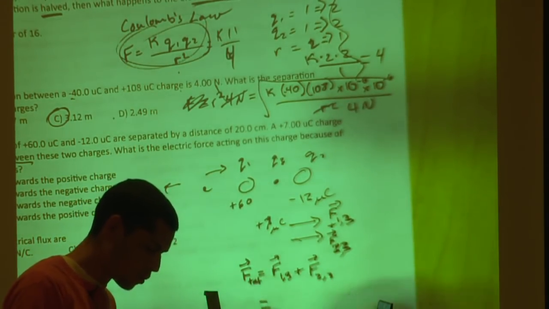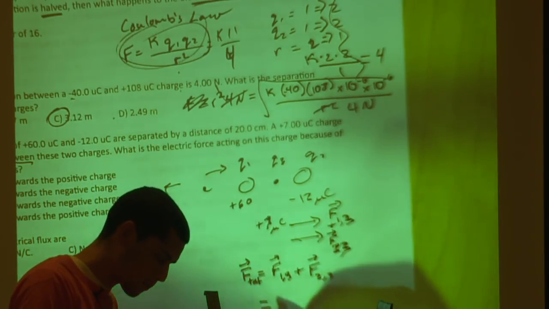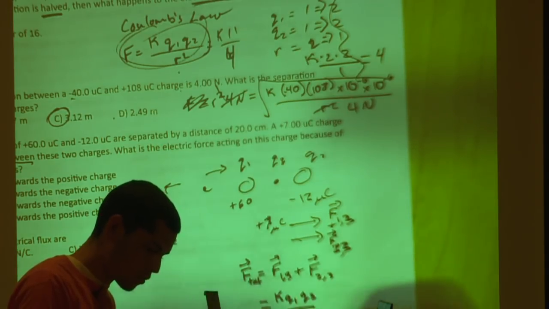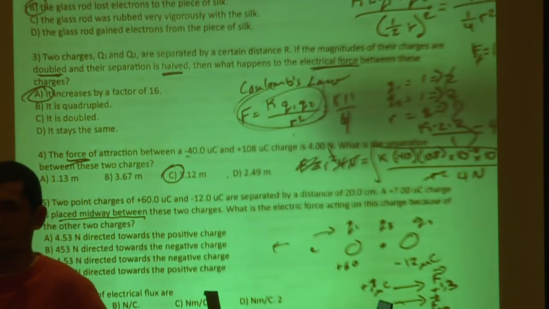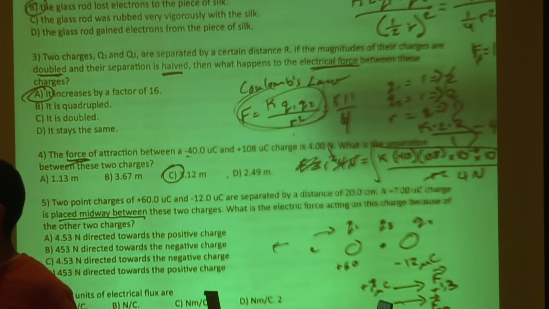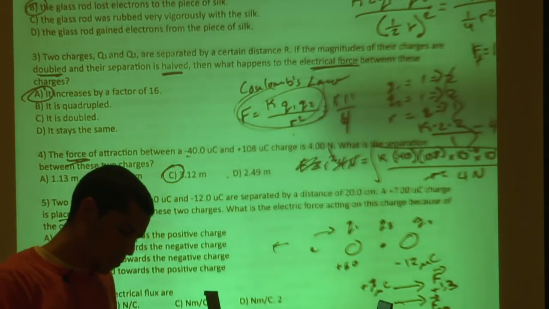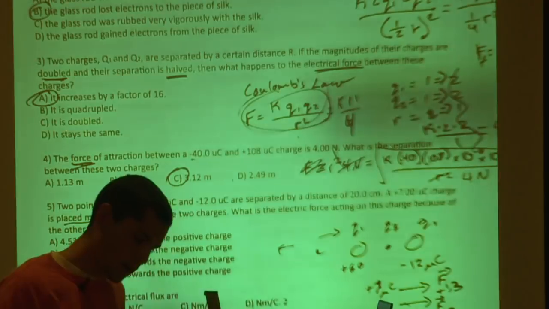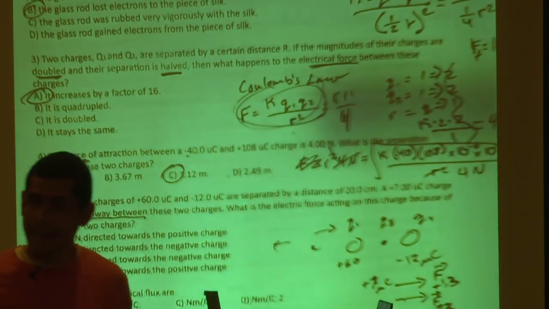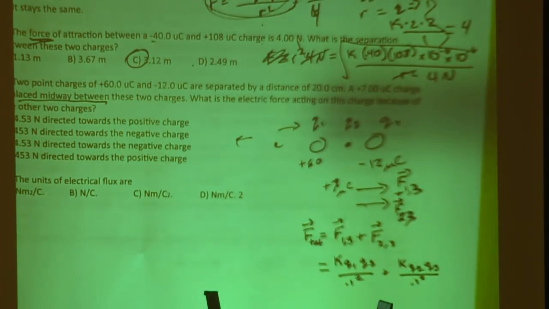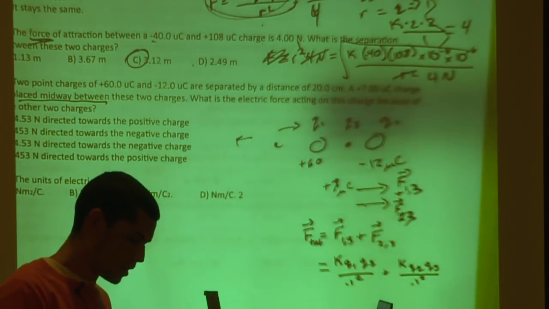Thus, our force total will simply be force 1 on 3, which is going to be K Q1 times Q3 over R squared. And what's going to be our R, given by this problem? 10 centimeters, and we want SI units, so it's going to be 0.1 meters. So it's 0.1 squared plus K Q2 times Q3 over 0.1 squared again. Yes, of course. Thank you. So we'll see that this is like that.